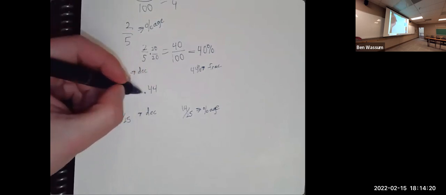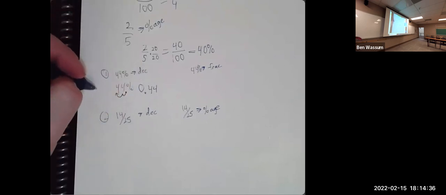And again, not always the nicest to just leave it as .44. I'm going to do a 0.44. There's always technically something that's to the left of a decimal. So .44 is the same as 0.44. We got that.